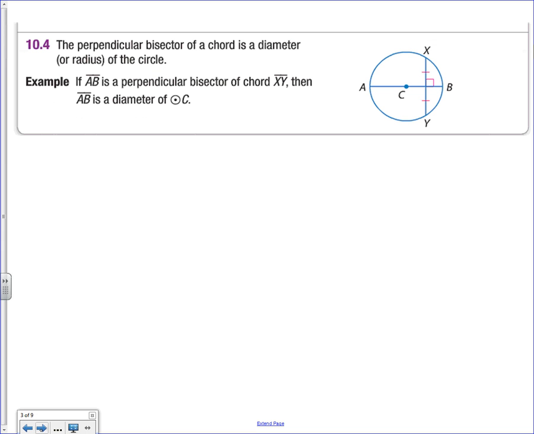Okay. The perpendicular bisector of a chord is a diameter of the circle. So this is just basically the converse of the last one, right? If it is the perpendicular bisector, then it must be a diameter or radius. There's not a different one that also does that.